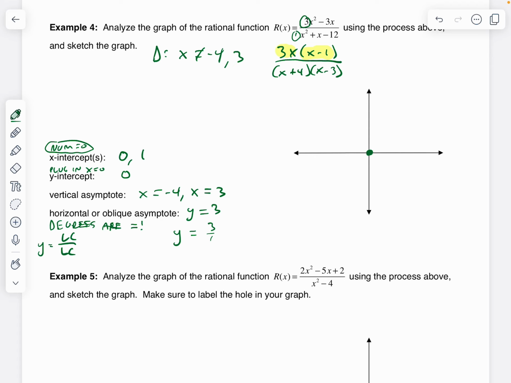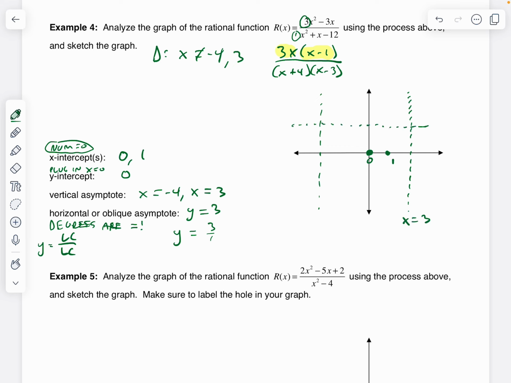Put those points on the graph, label them. So we got 0 and 1 for our x and y intercepts. Vertical asymptote at x equals negative 4. Another vertical asymptote at x equals 3. We have a horizontal of y equals 3.